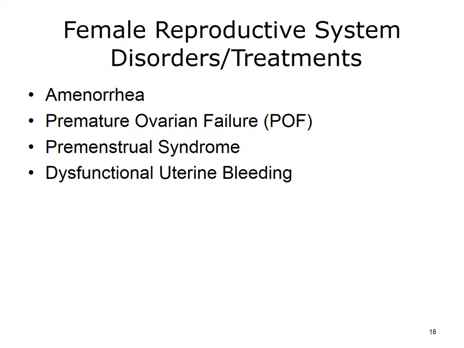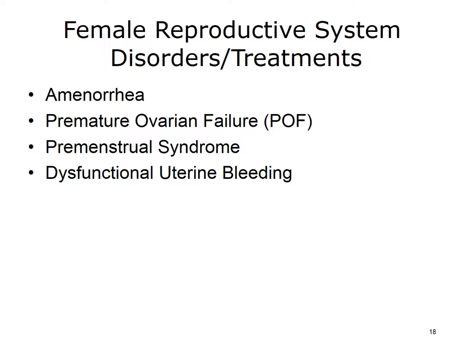Premenstrual syndrome, also referred to as PMS, is a group of symptoms that start 1 to 2 weeks before a female begins her period. Most women have at least some symptoms of PMS, and these symptoms usually go away after their period begins. Treatments include over-the-counter pain relievers, exercising, getting enough sleep, and avoiding salt, caffeine, and alcohol.